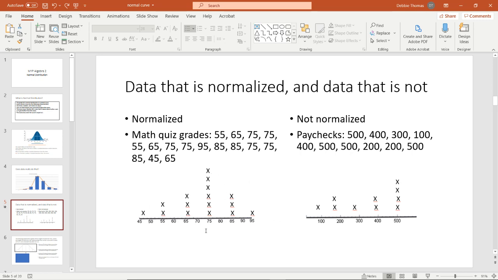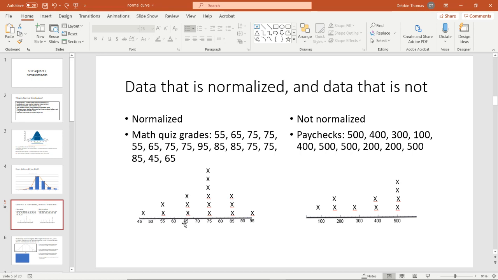This would be considered normalized. So I have a mean right here. My mean is at 75. And I also have a standard deviation. Now the deviation is how do I go from one chunk of data to the next chunk of data. Notice I've got a big break here. And to go from 75 to 85, I'm adding 10. So my standard deviation is a 10.